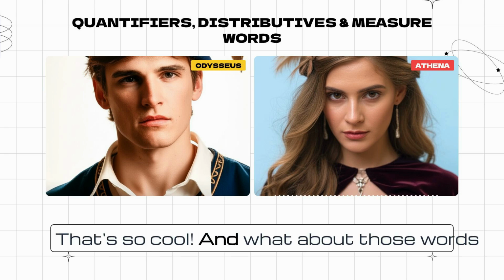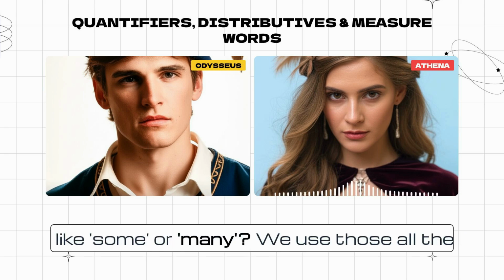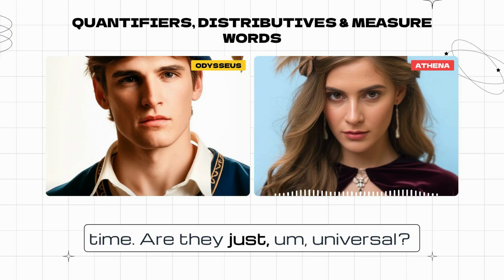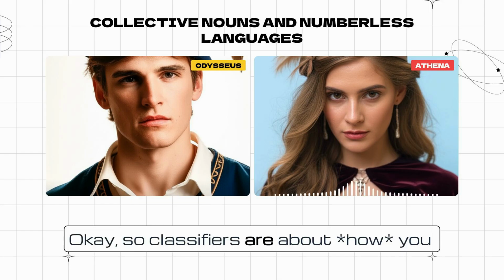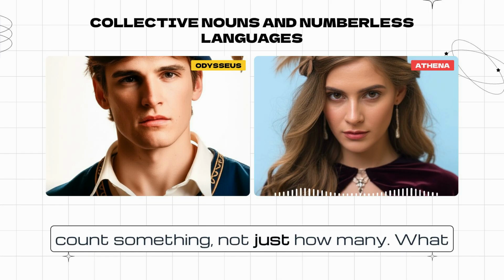That's so cool. And what about those words like some or many? We use those all the time. Are they just universal? Pretty much. Some, many, few, all, most, much. These are your standard quantifiers, used when the exact number isn't known or just isn't important. They can apply to count nouns like many books or non-count/mass nouns like much water. But then you get to things like measure words or classifiers, especially in East Asian languages like Chinese and Japanese. Okay, so classifiers are about how you count something, not just how many.